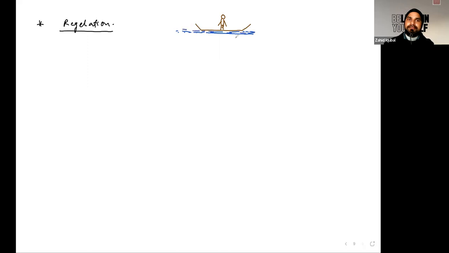Next is, you'll be asked to define regelation. First, what do you mean by this, and what will be its application? Suppose you are on the surface of ice and trying to move on a skateboard. So the question will be how you are able to slide over ice easily. Why is there minimum friction when sliding over ice?